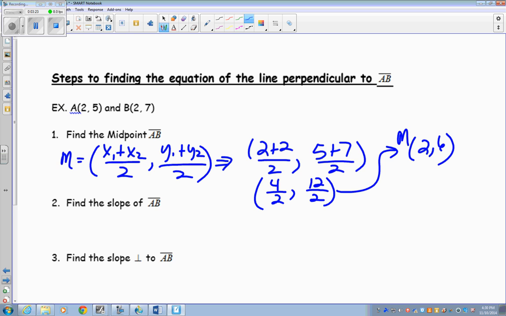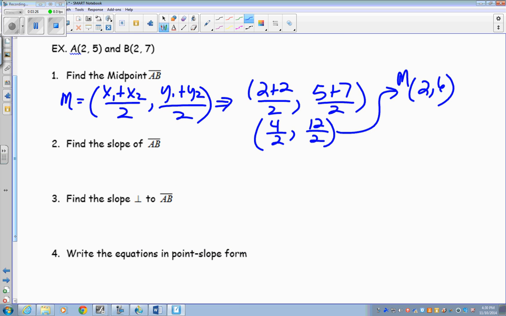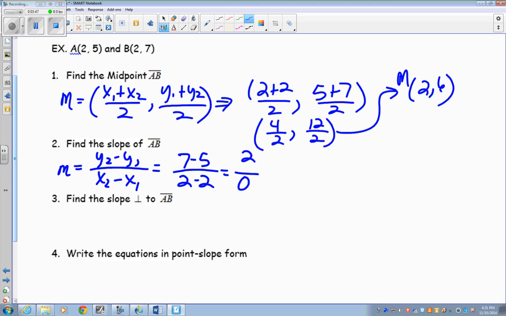So the second step is we're going to find the slope of that segment AB. To find the slope, we're going to use the slope formula, which is y2 minus y1 over x2 minus x1. So we're just going to plug it in. That would give me 7 minus 5 over 2 minus 2. Well, 7 minus 5 is 2 over 0. Because the 0 is at the bottom, we have what we call an undefined slope. So the slope of AB, that is your symbol for slope, is undefined. Our abbreviation for undefined is UND.